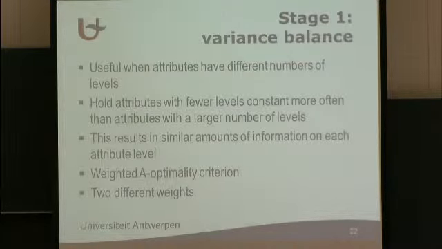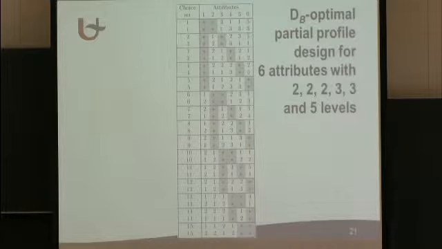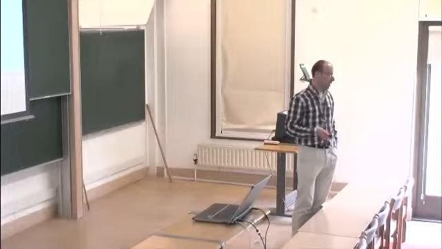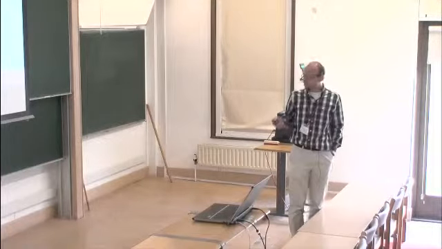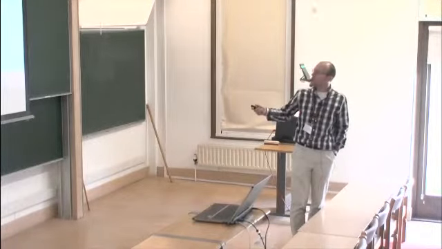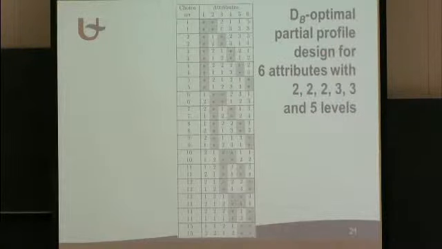Now that's the attribute balance approach. Every attribute is held constant equally often, and the number of times each pair of attributes is held constant together is also constant. That approach may seem nice intuitively, but it's not the best thing to do when your attributes have different numbers of levels. Here in this example, we have one attribute at 5 levels and some attributes at 2 levels.